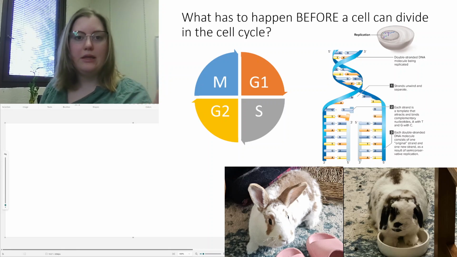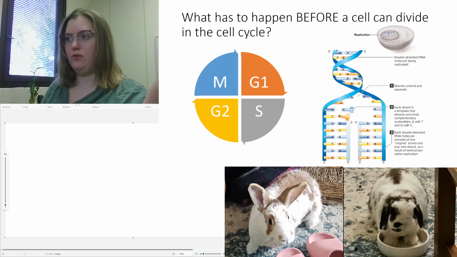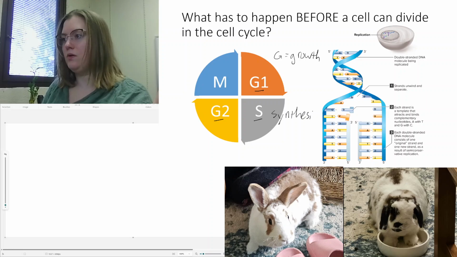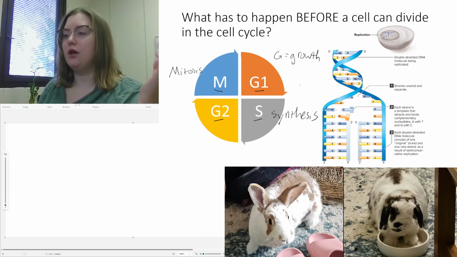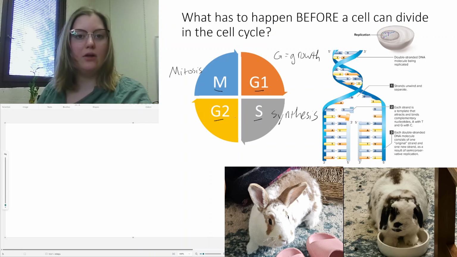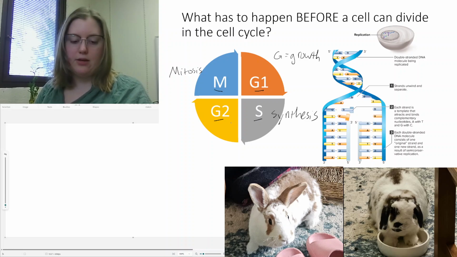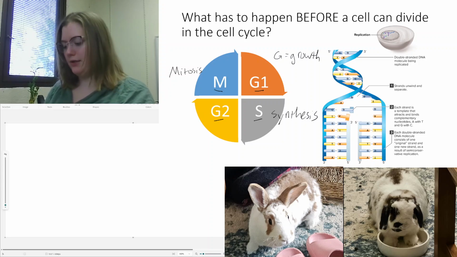Now, in the cell cycle, we have several stages. We have the G stages. G stands for growth. We have the S stage, which stands for synthesis. And we have the M stage, which stands for mitosis. Okay? So in the growth stages, our cell is in interphase. It's going to be expanding its membrane, expanding its cytoplasm.